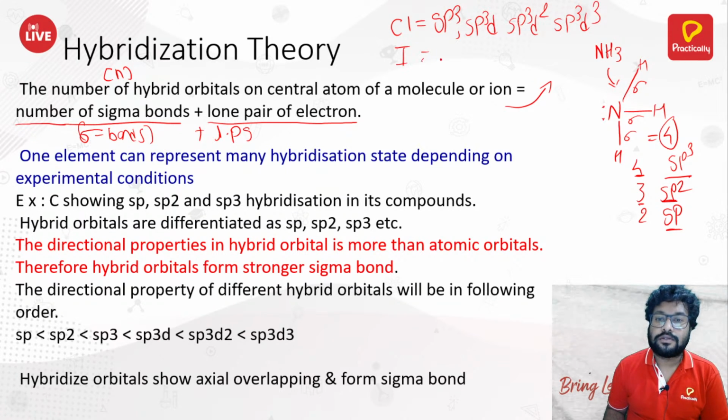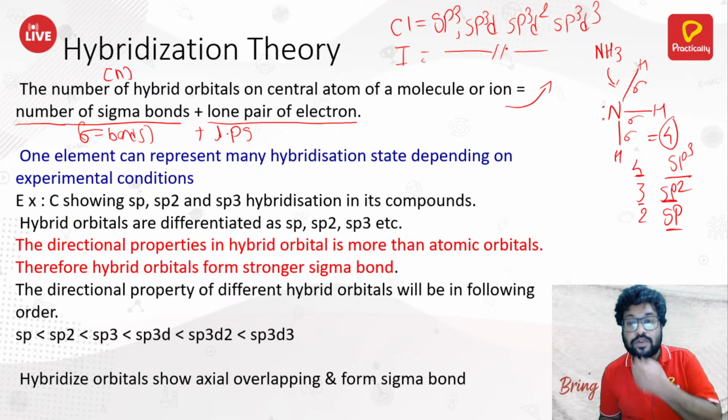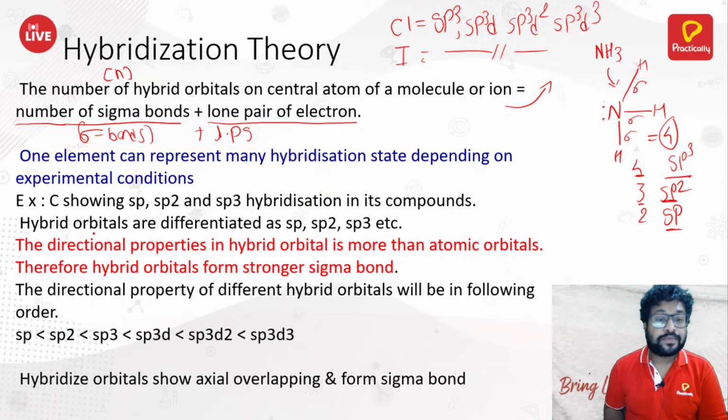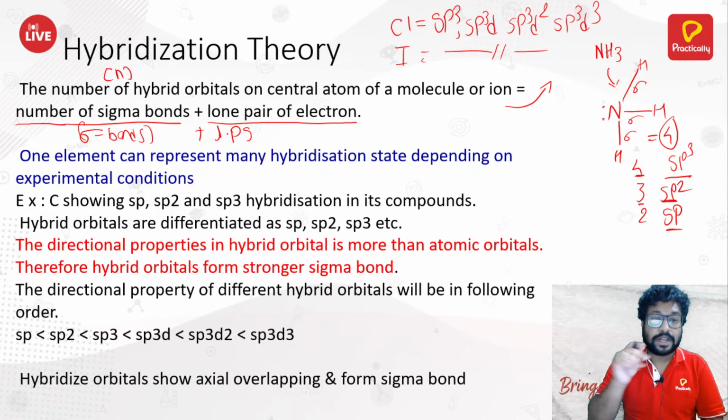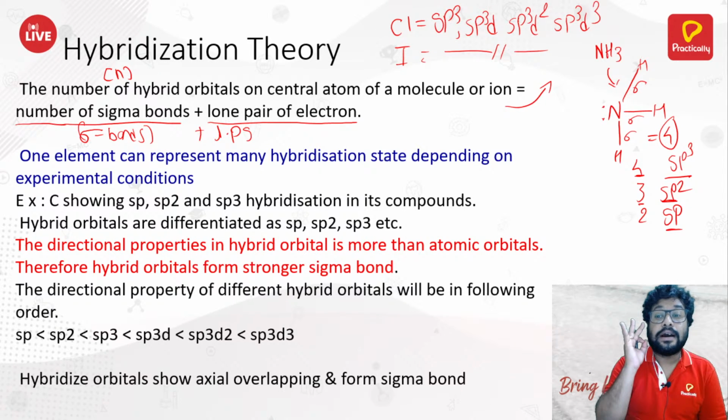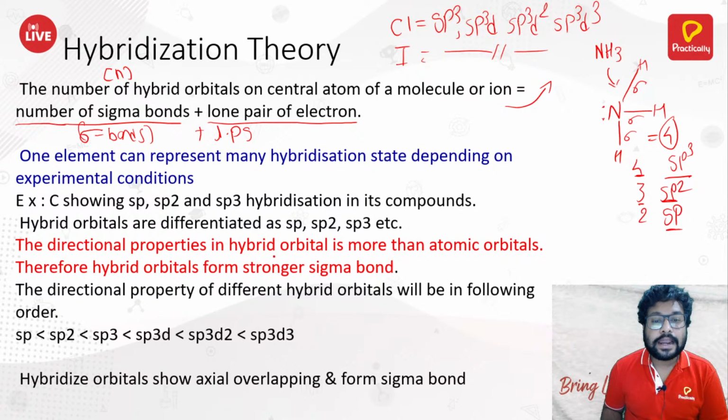Iodine also shows sp3, sp3d, sp3d2, sp3d3. It depends on experimental condition. So these hybrid, as I already told you here. The directional properties. Now remember this point. That's why I have highlighted it in red color. The directional properties in hybrid orbitals is more than atomic orbitals.